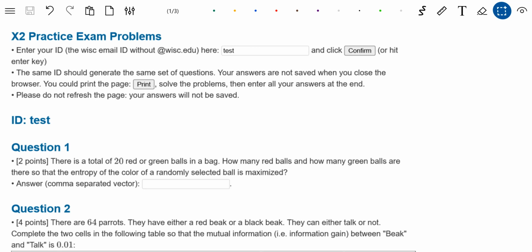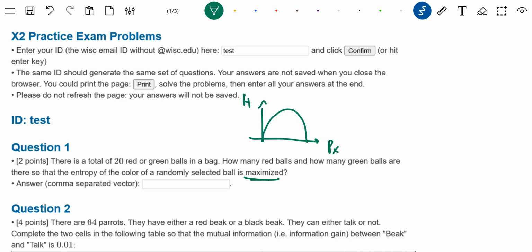So we are going to go through practice exam number 2, questions 1 to 3, that are related to entropy and information gain. The first question is asking about a bag containing 20 red or green balls, and we want to find the composition that maximizes the entropy. So it's a binary variable, either green or red, and we know how to plot this based on the probability of it being red or being green.